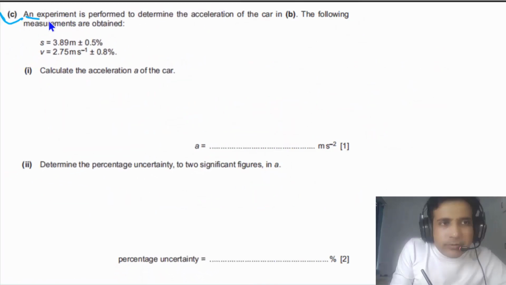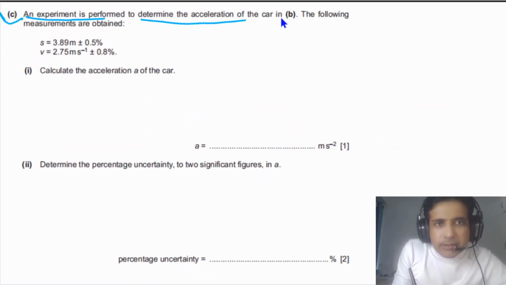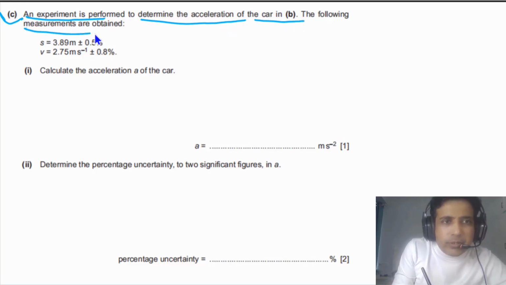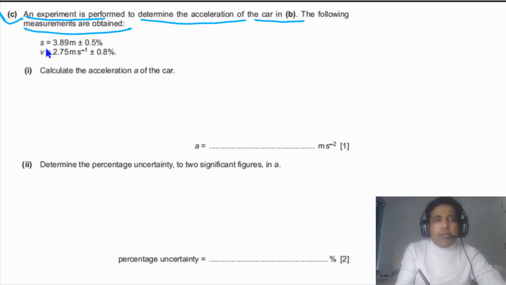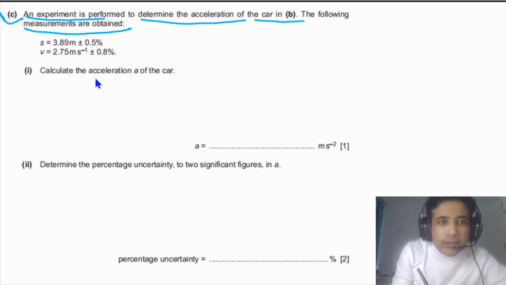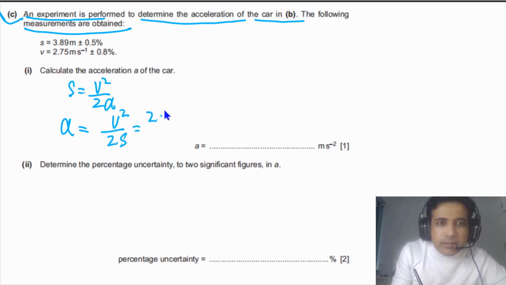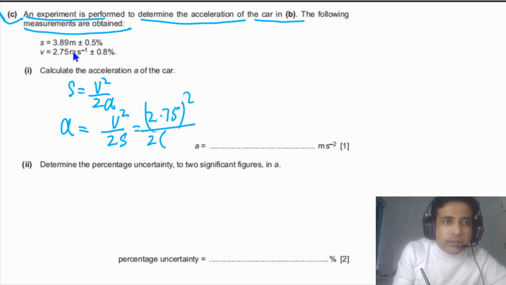For part C, it is given that an experiment is performed to determine the acceleration of the car in B. The following measurements are obtained. So we have the value of S and the value of V, and we need to find the value of A. In the last equation we have seen that S is equal to V squared divided by 2A, and now we need to find A, so we can make A the subject. So A will be equal to V squared divided by 2S, and the value of V is given to us, that is 2.75. So 2.75 squared divided by 2 times the value of S, that is 3.89.